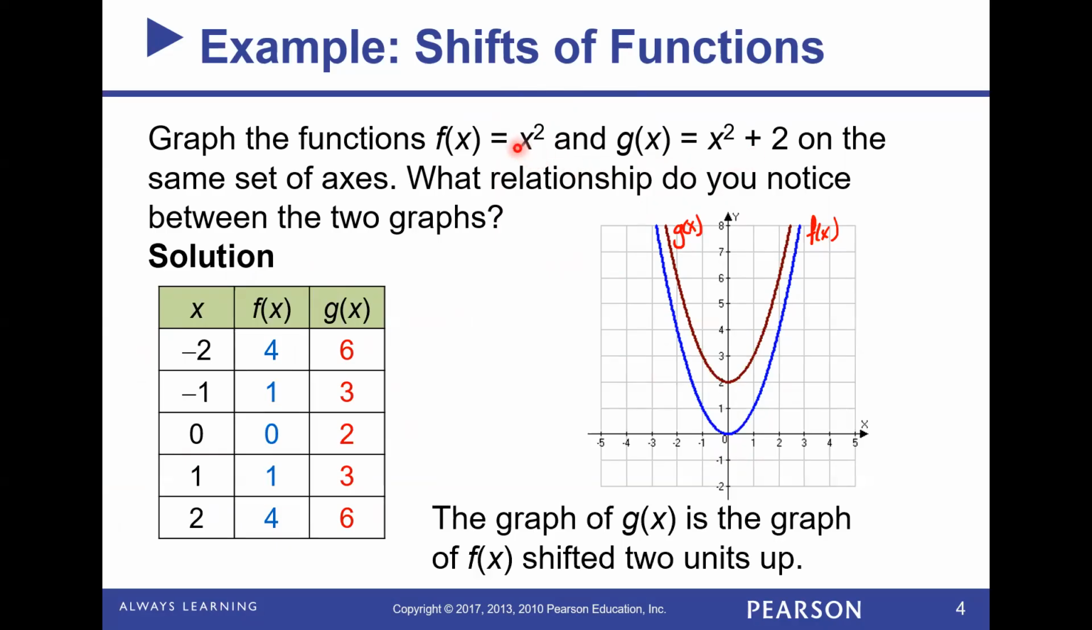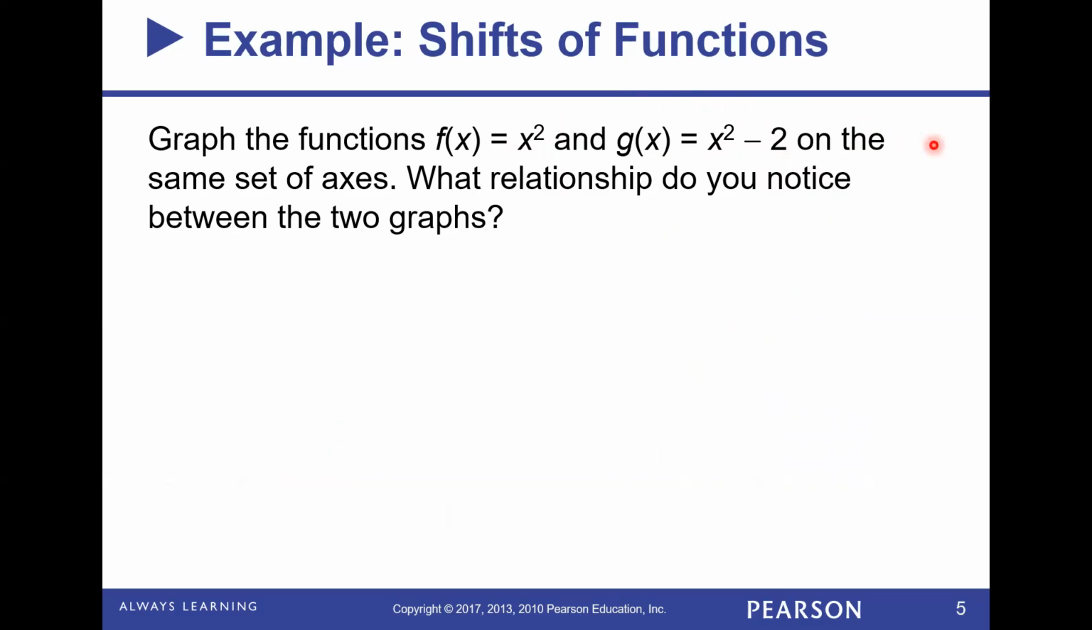Okay, notice the difference between how we wrote the equations. On this one here, it's just f of x equals x squared, and this one says g of x equals x squared plus 2. So really, this is the only thing different between these two. And I notice that it's been moved up 2, and there's a beautiful plus 2 that makes that difference.